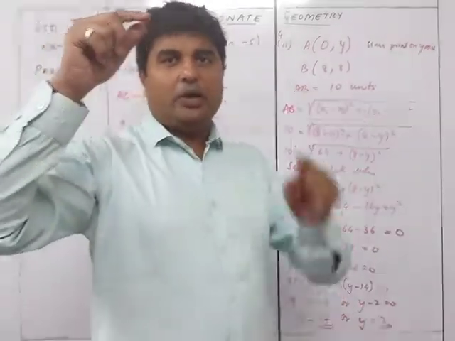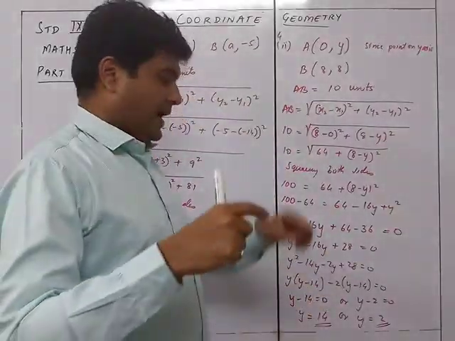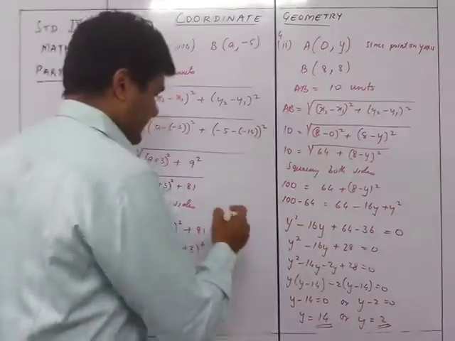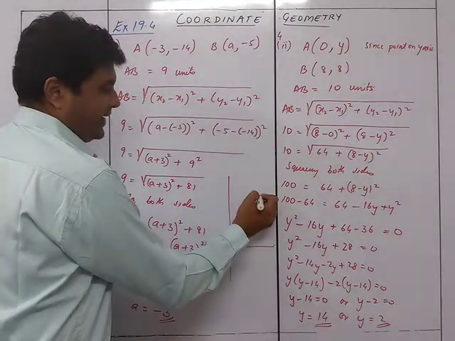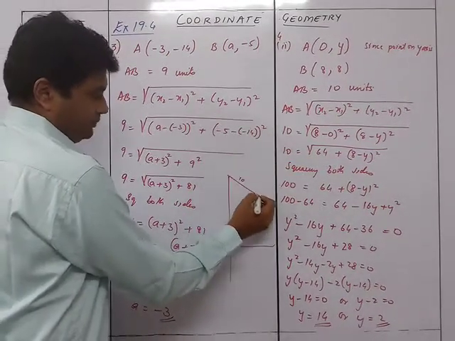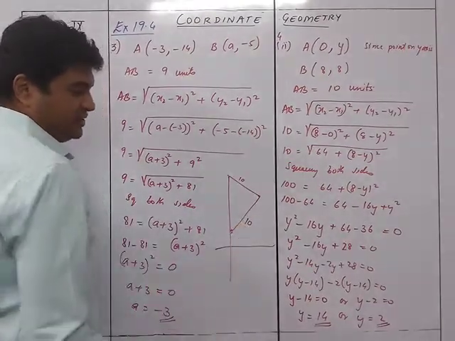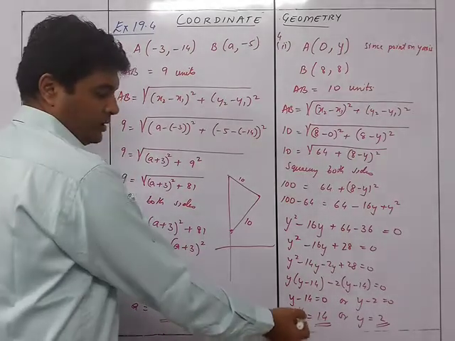From 8 comma 8 you can have one distance which is at 14 and one distance at 2. It will be like this. If this is the figure and 8 comma 8 is here, then one distance is here which is 10, and the other distance is this which is 10. So that's why you got 2 points.